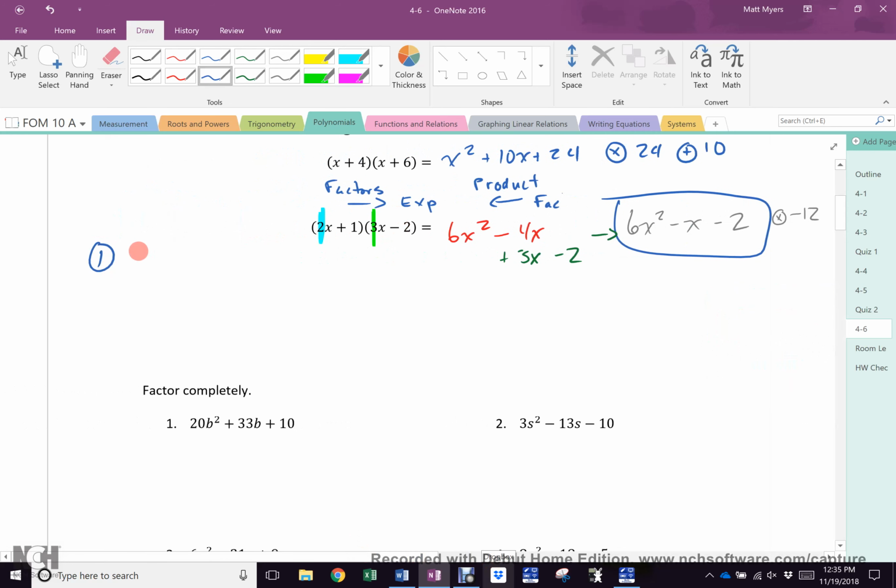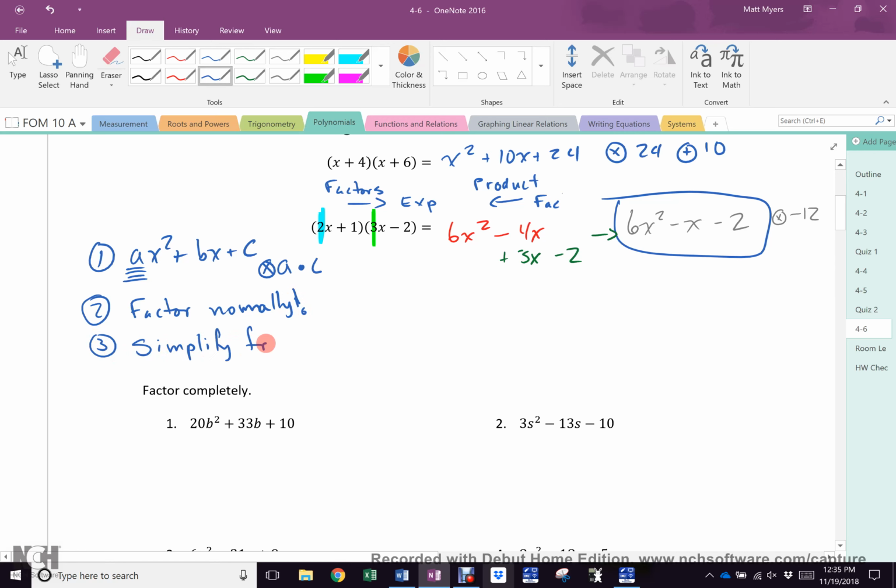Step 1: ax squared plus bx plus c. If there's an a there, step 1, you need to multiply to a times c. Step 2, factor normally. Step 3, simplify fractions. Step 4, move denominators.